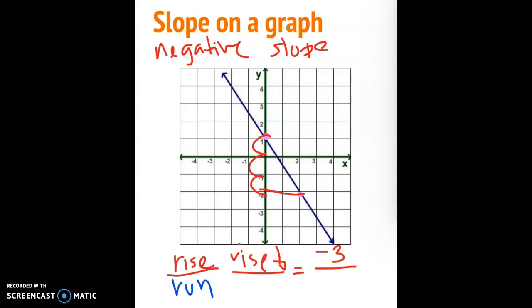When I run, I know I'm always going to be running to the right. And I want to know how many units I run to the right until I get to my second pink dot. 1, 2. So I know my slope is going to be negative 3 over 2. So it is a negative slope. I realize that my slope is negative. Let's take a look at my positive slope.